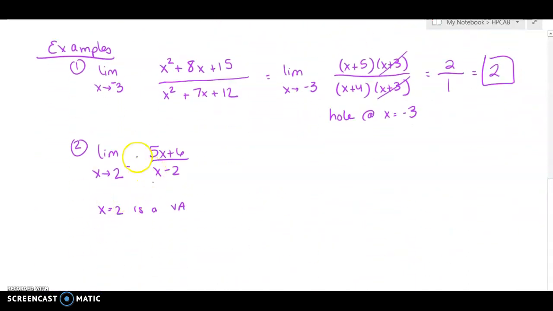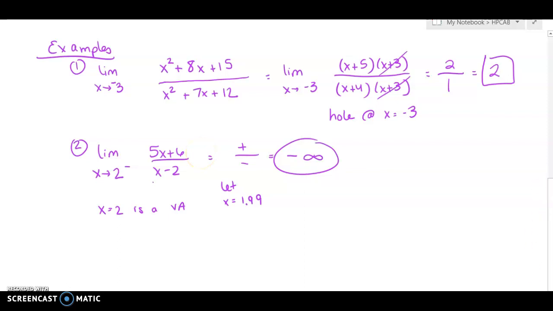So because we're approaching it from the left, what we're going to do is plug in a value that's close to 2, but on the left side of 2. So we're going to let x equal 1.99, just to the left of 2 on the number line. If you do that, 1.99 times 5 plus 6 is going to be some kind of positive number. Doesn't really matter what it is. 1.99 minus 2 will be a negative. You're going to get a negative answer, so that means it's going to be negative infinity. If you got a positive answer, your answer would be positive infinity.